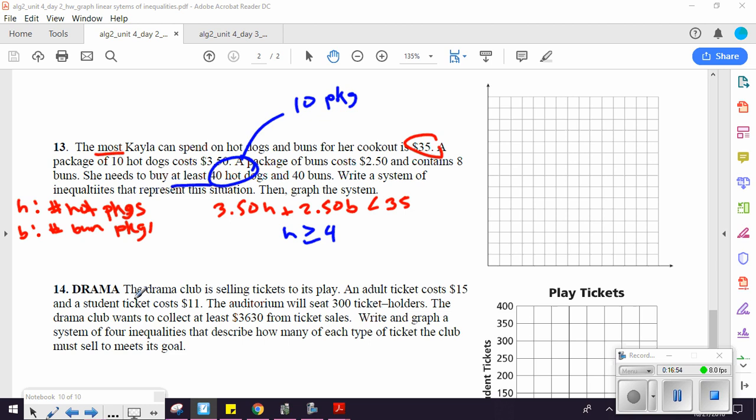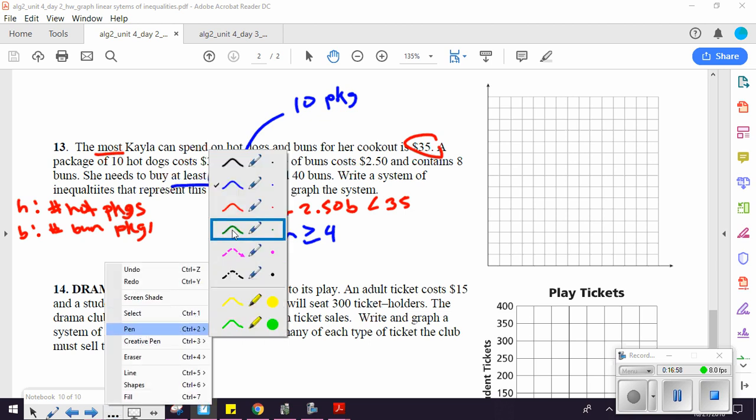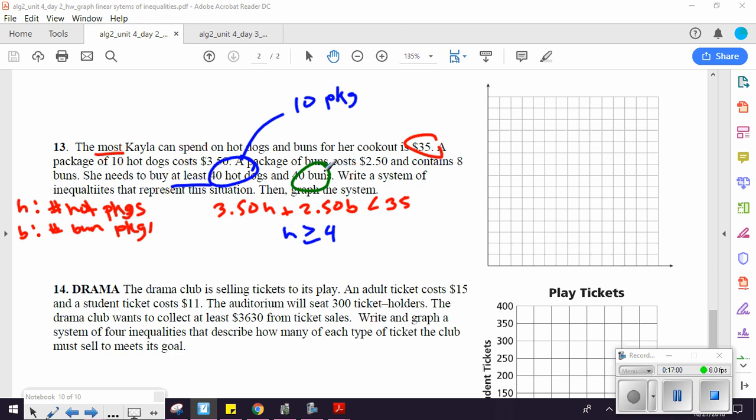And then we need 40 buns, and there's 8 buns in a package. So that means we need at least 5 packages. So B needs to be at least 5. So now let's graph the system.